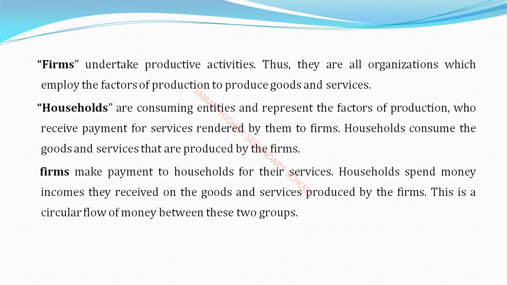For example, if anyone in a household goes to work in a firm and receives salary and wages for rendering service to the firm, and then buys goods and services from the firm and pays the amount, the interrelationship between the household and the firm is an example of firms and households.